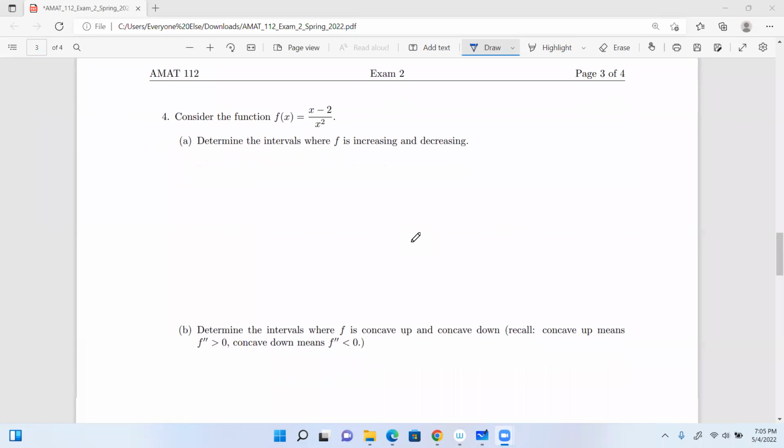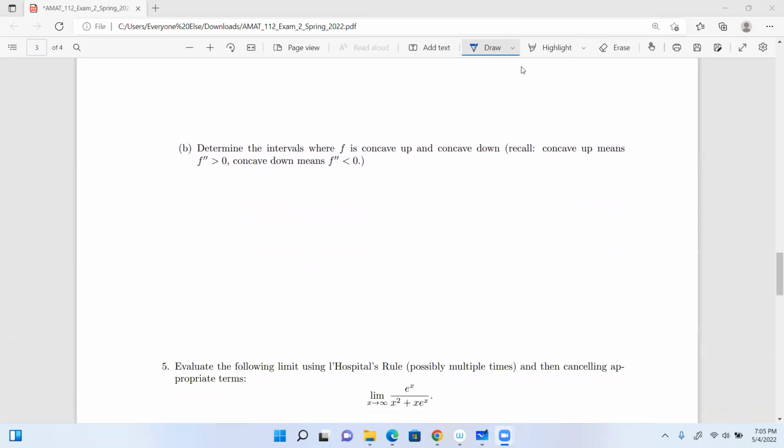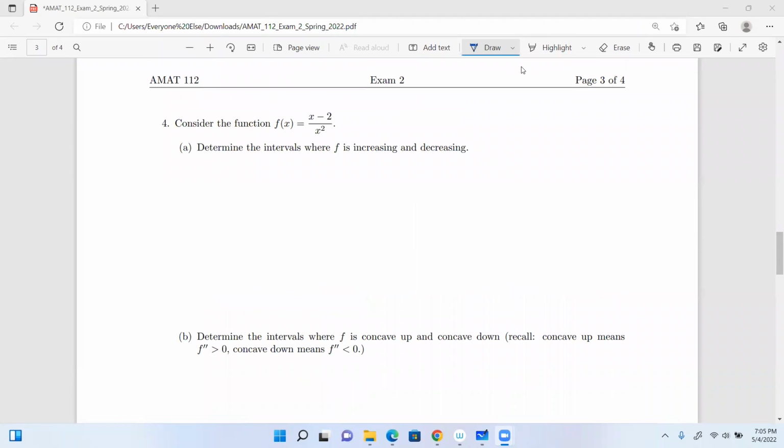Let's see. Okay, so here we are. We left off at number 4. We want to determine where it's increasing and decreasing, where it's concave up and concave down. For that, we're going to need the first and the second derivative. So let's get the first derivative.